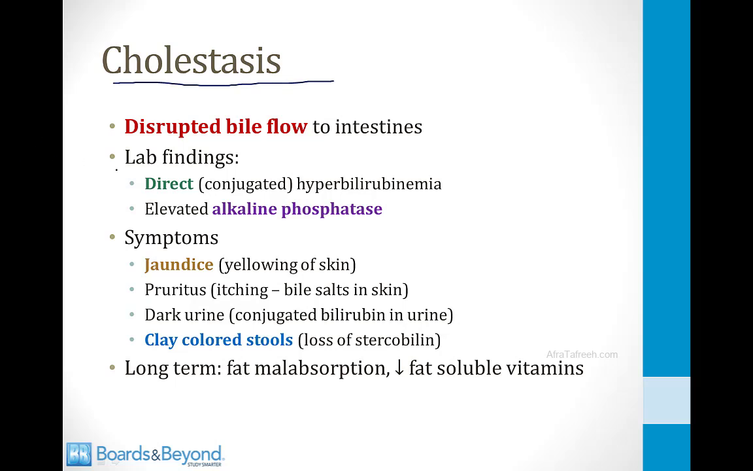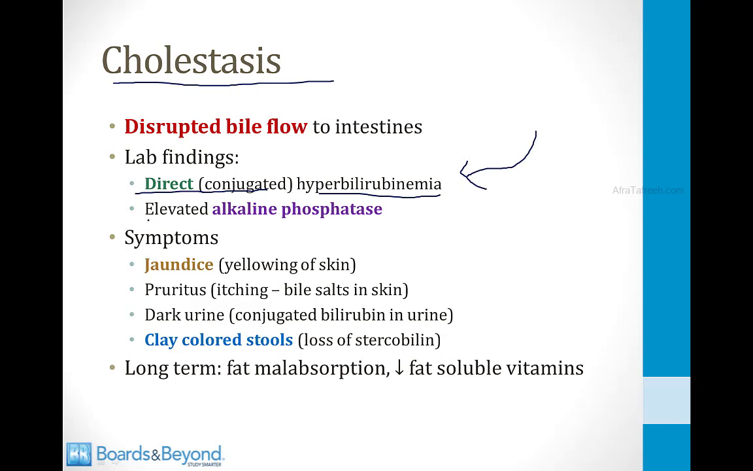So the lab findings of a patient who has disrupted bile flow to the intestines will include hyperbilirubinemia. That should make sense to you because, as I told you at the beginning of this module, bilirubin is one of the main components of bile. The type of hyperbilirubinemia is a direct or conjugated hyperbilirubinemia, and in the bilirubin module I talk more about why it's a direct hyperbilirubinemia when you have cholestasis.